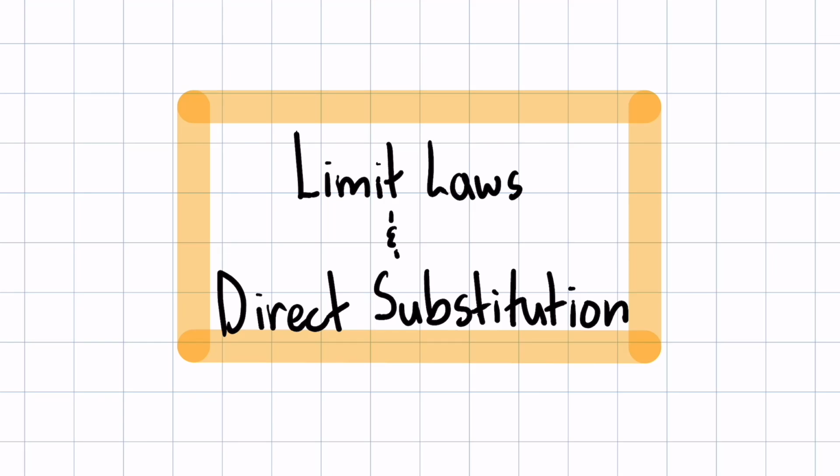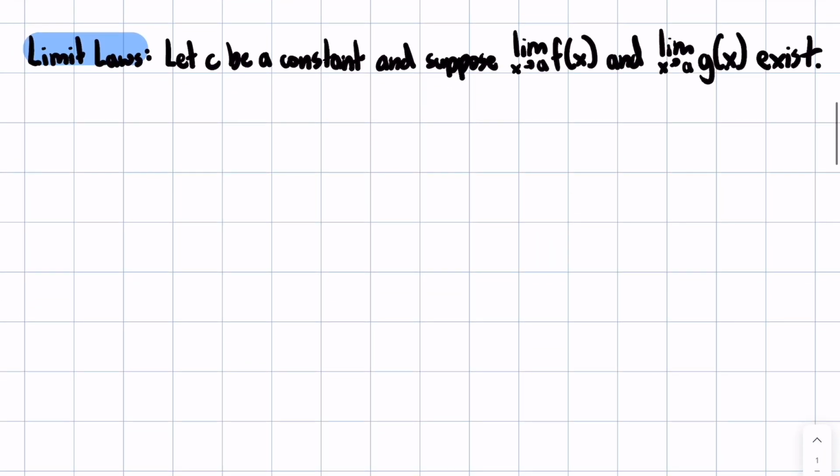We are in the limits portion of this series, and today we're going to be talking about limit laws and the direct substitution principle. So first, I'm just going to go over some of our limit laws. We're given here that c is a constant and that we have these two limits, both as x approaches a, of f of x and g of x. Both of these limits exist.